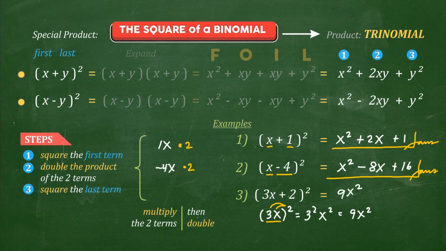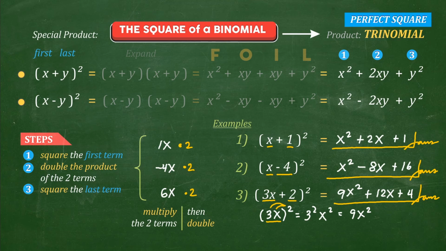Next, double the product of these two terms. Let's do that. Multiply 3x and 2, it's 6x. Double 6x, it's positive or plus 12x. Finally, square the last term. Therefore, the square of 2 is positive or plus 4. This is the answer. By the way, the product of the same binomials or the square of a binomial is called a perfect square trinomial. Don't worry, that's for another tutorial.